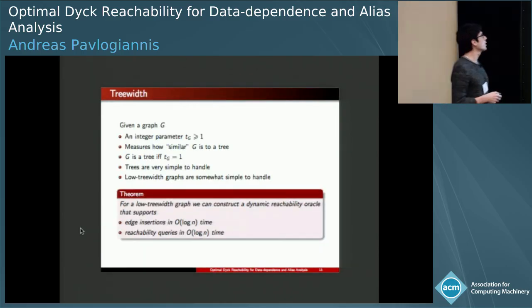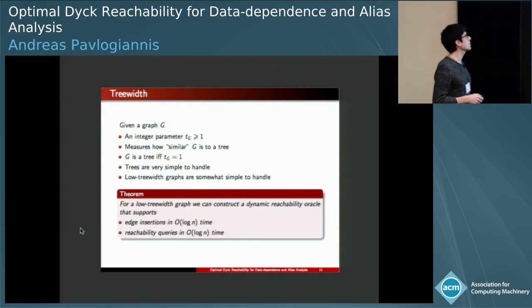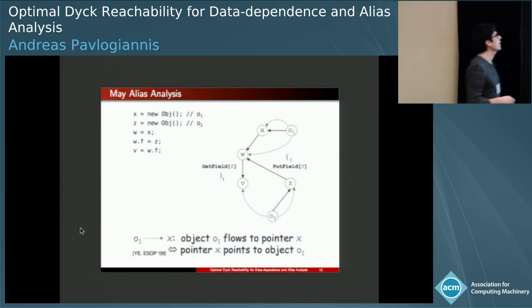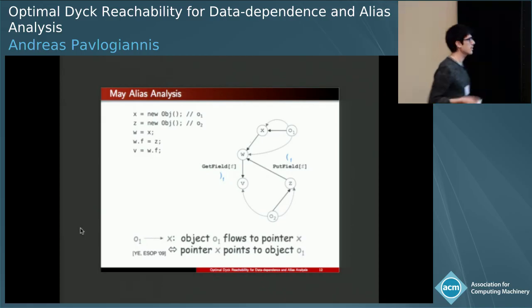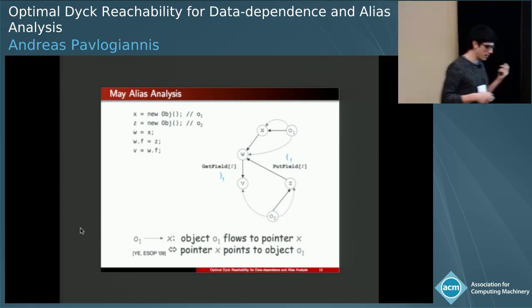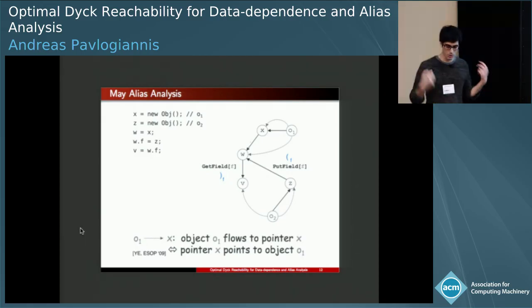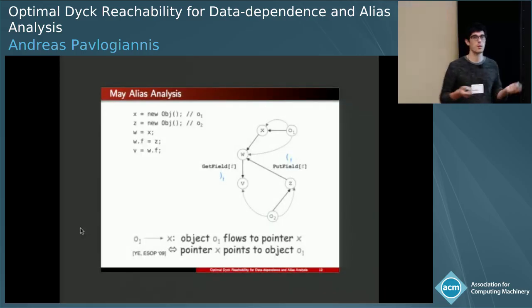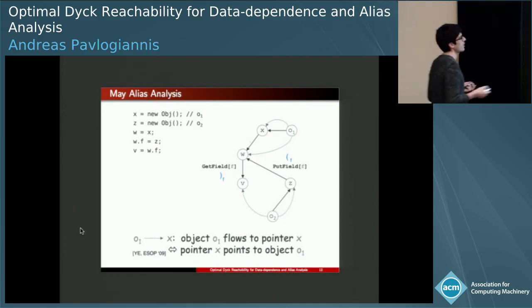Right. So let me now switch to the second type of analysis that we tackled. This is May alias analysis. The task here is to find out whether two pointers may point to the same heap object at runtime. Right? And one way that this problem is formulated is as follows.